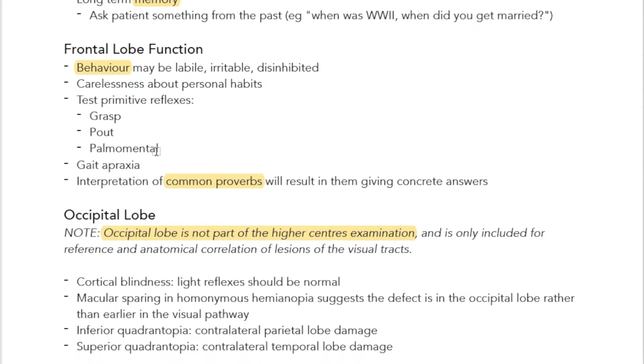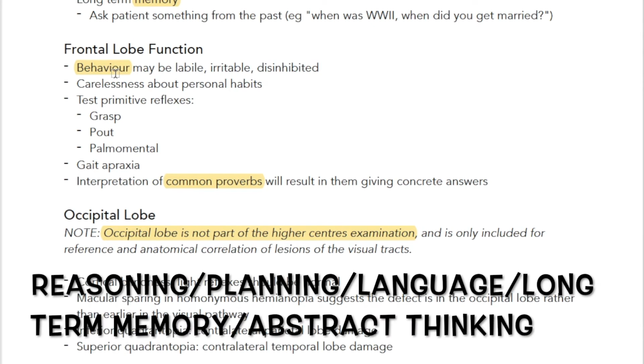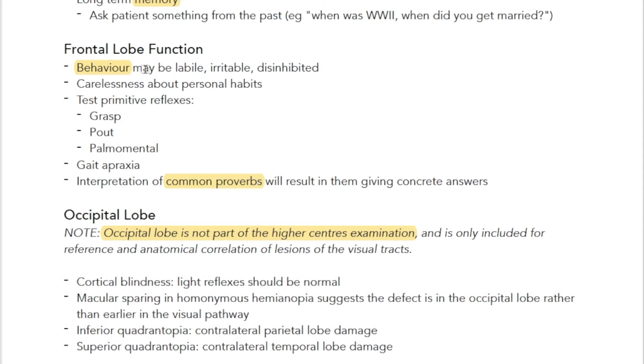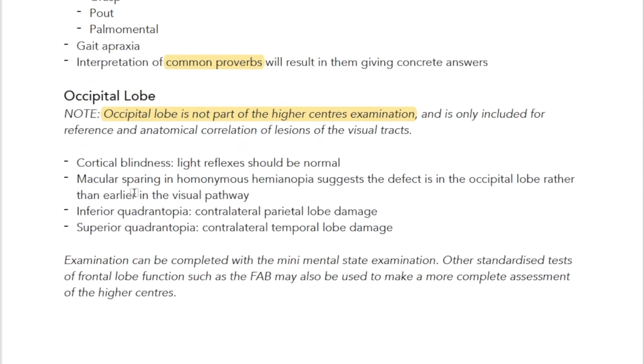Then the frontal lobe perhaps is one of the most common and most important ones. Remember, behavior comes from there, your personality, all things like reasoning, planning, language, long-term memory, all these things are controlled by the frontal lobe. That's why for abstract thinking, for example, you do common proverbs, which again is controlled by the frontal lobe. So for things like frontal lobe strokes or frontal lobe dementia, you'd want to do certain things like this.